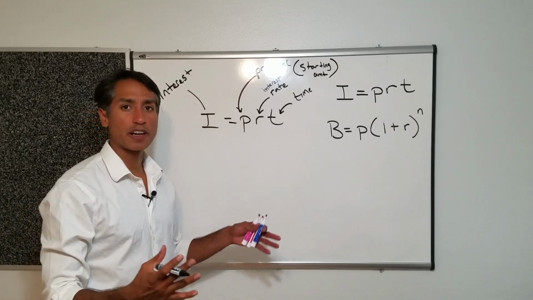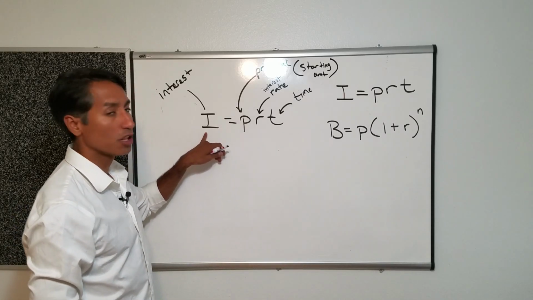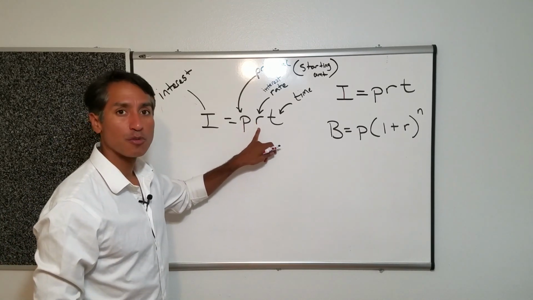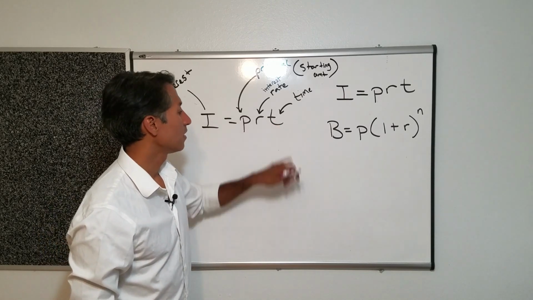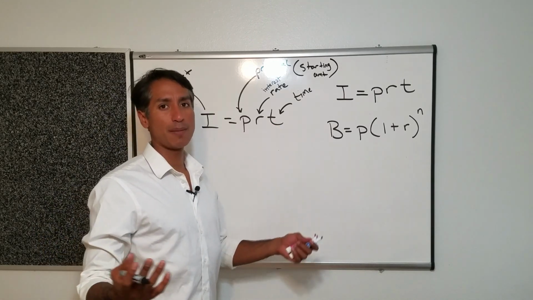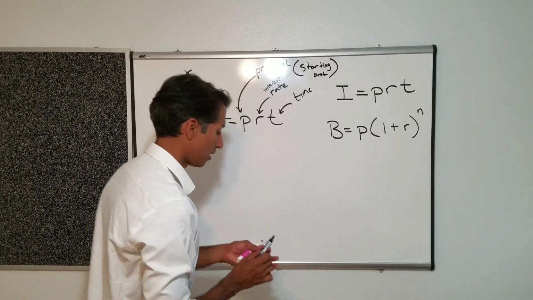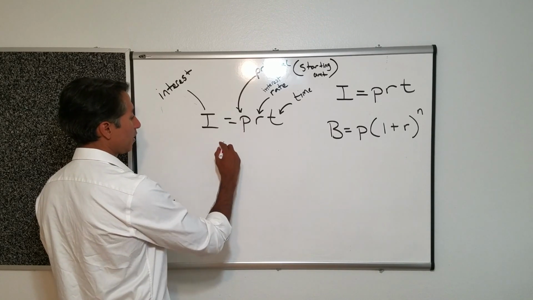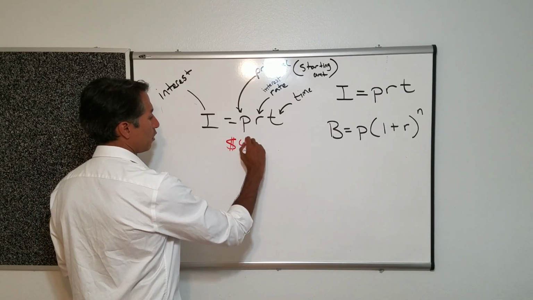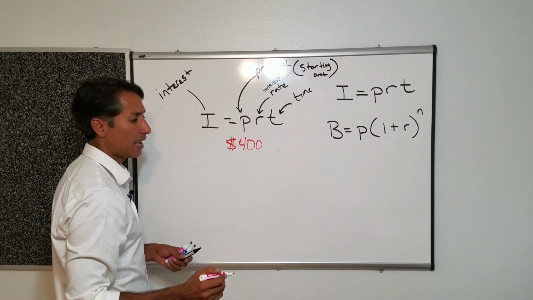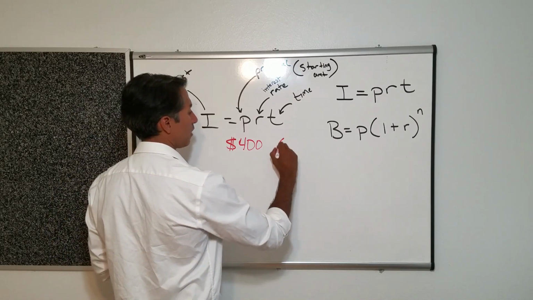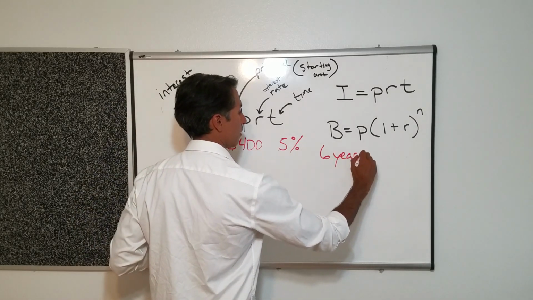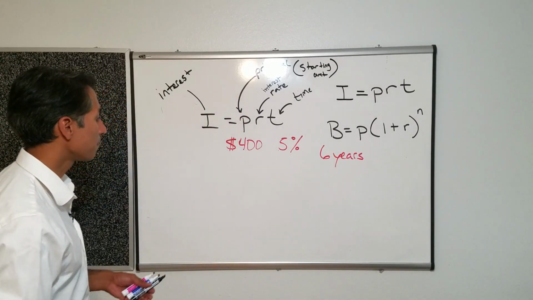And simple interest is very straightforward. We're gonna figure out the total amount of interest we've earned based on how much you start with times the rate that you're being given and multiplying that by, well, how much time did you invest? And so let me just throw in some values, okay? Let's say you started off with $400 and we're being given 5% interest for 6 years, let's say, okay?